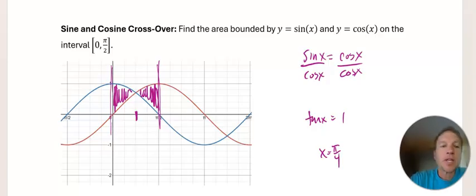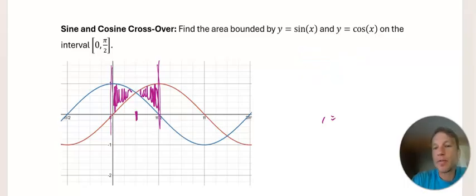So I got to break this guy up, see if this makes sense. If I want to break this up into two integrals, one ends at pi over 4, so I'm going to go from 0 to pi over 4, then pi over 4 to pi over 2, okay? 0 to pi over 4.